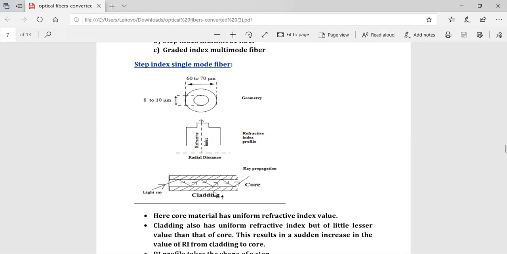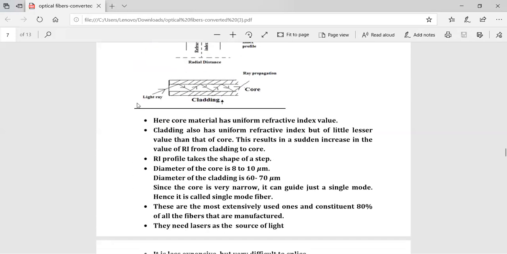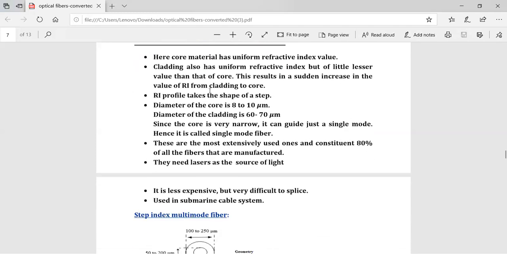If you come to ray propagation, here a laser is the source of light used. For the light to propagate, the light used is the laser. And this type of optical fiber, they are less expensive and they find application in long distance communication system, that is in the case of submarine cable system. But these optical fibers, they are very difficult to splice.